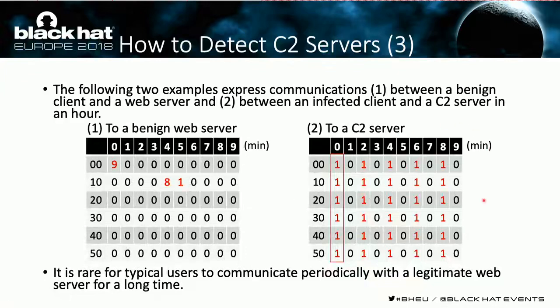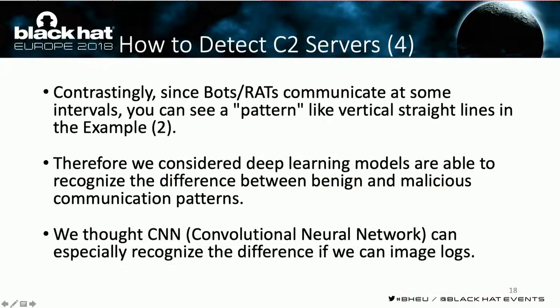In contrast, the right table shows malicious communications between an infected client and a C2 server. Since bot or RAT communicates at some intervals, you can see a pattern like vertical straight lines on the right figure like this. Therefore, we consider deep learning models are able to recognize the difference between benign and malicious communication patterns. We thought CNN can especially recognize the difference if we can image logs.